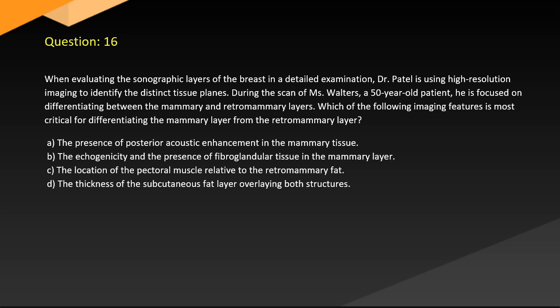A. The presence of posterior acoustic enhancement in the mammary tissue. B. The echogenicity and the presence of fibroglandular tissue in the mammary layer. C. The location of the pectoral muscle relative to the retromammary fat. D. The thickness of the subcutaneous fat layer overlaying both structures.